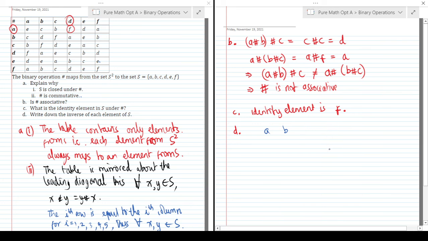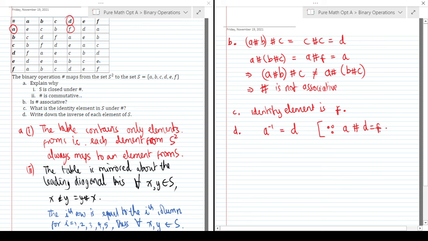You know, as a matter of fact, I wouldn't do it with the table. I will do it with the notation. So let me write down the inverse of A. Inverse of A is what? D. And let me put the reason here. Because A, well, it's not really star, it's hashtag, right? A hashtag D is F. F is the identity. That's the reason why.